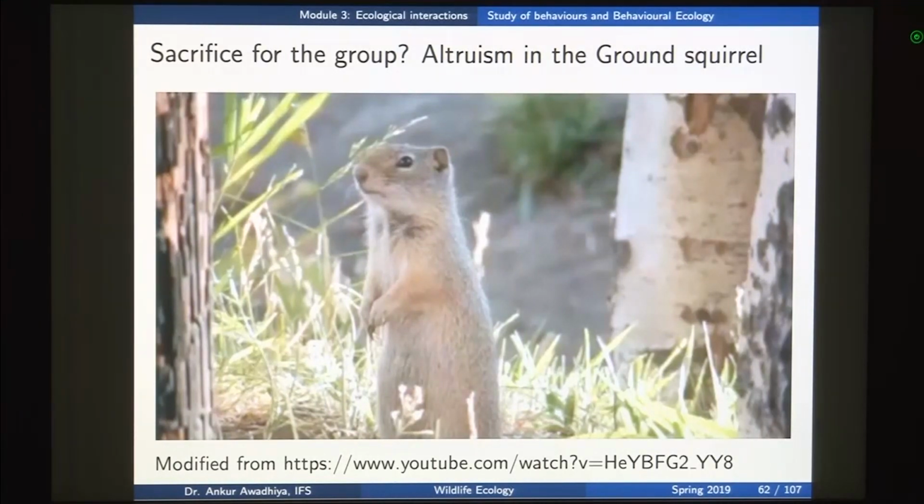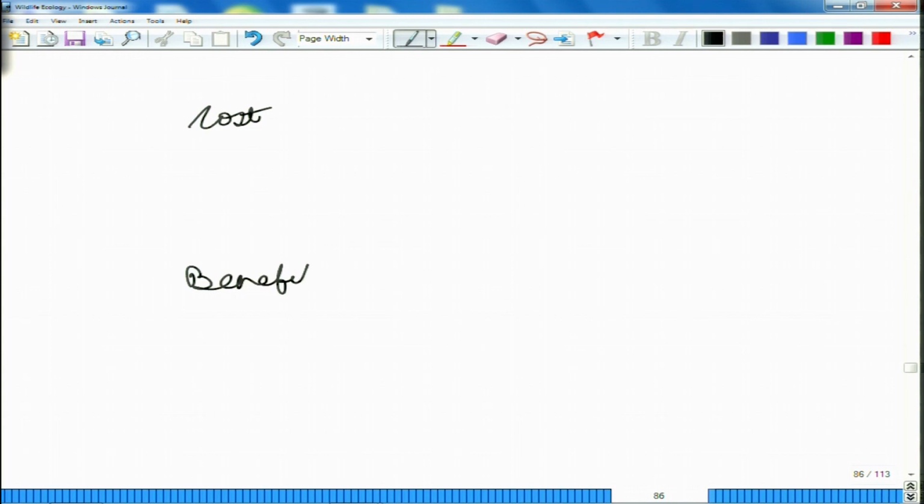Now, if you give out an alarm call, you are alerting everybody in the group that there is a predator nearby, but then the predator will also hear your alarm call. So, in that case you are making yourself much more visible to the predator. There is a chance that the predator, in place of hunting anybody else, will go after you, because you have made your position extremely clear by giving out this alarm call. So, again you have the cost and benefits of giving out an alarm call.